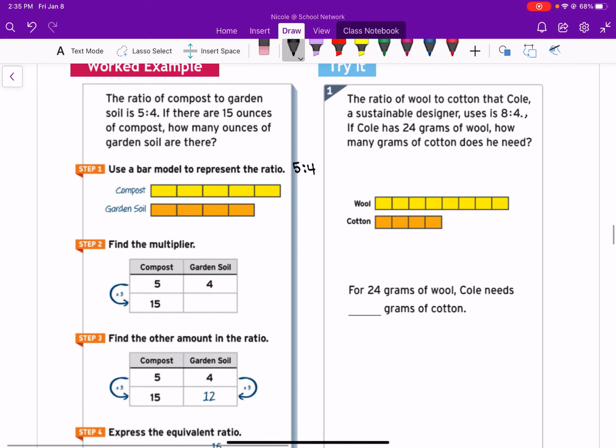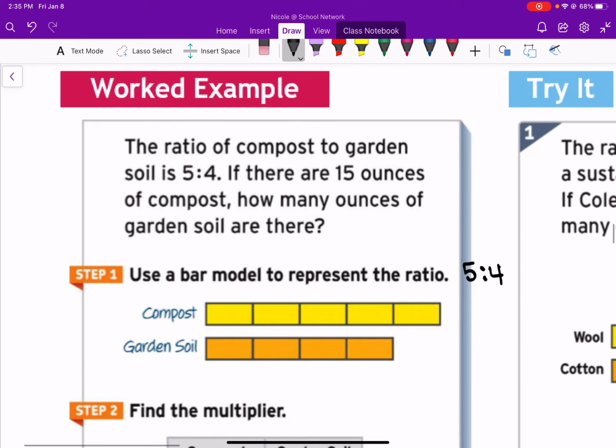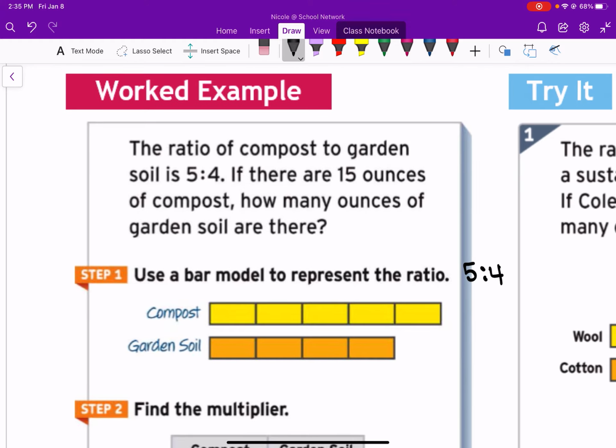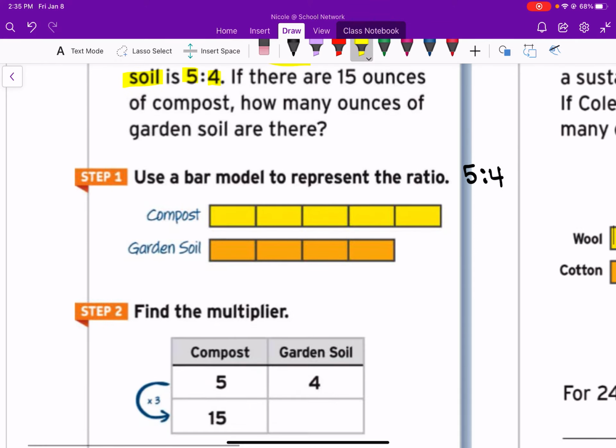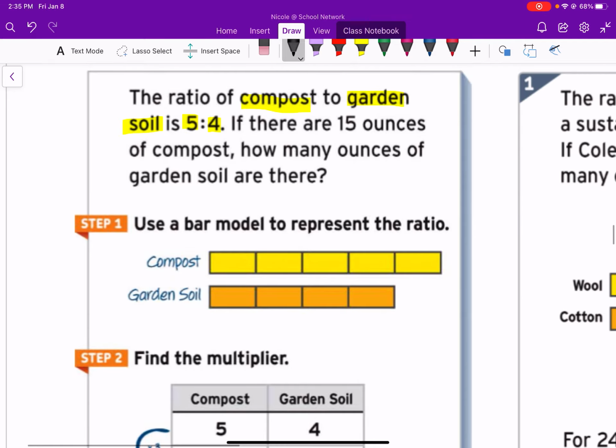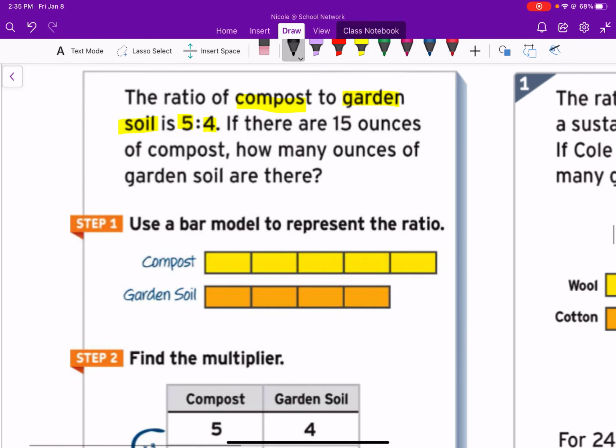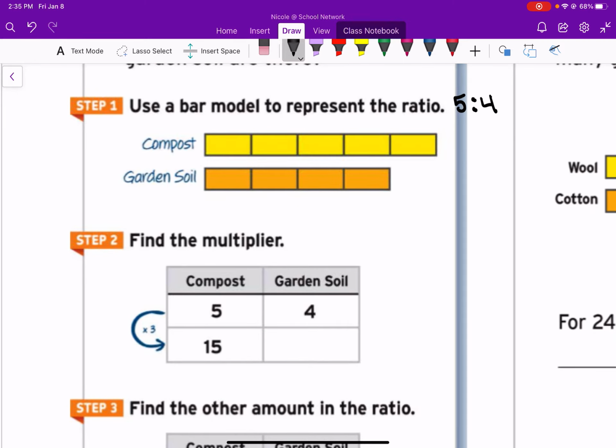Okay, so the worked example, the ratio of compost to garden soil is 5 to 4. So compost to garden soil, 5 is compost, 4 parts garden soil. If there are 15 ounces of compost, how many ounces of garden soil are there? So here we have this ratio. This ratio is modeling 5 parts compost to 4 parts garden soil. And so here, that's what we start with, 5 to 4.